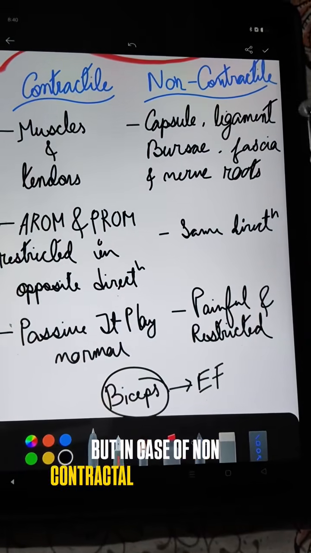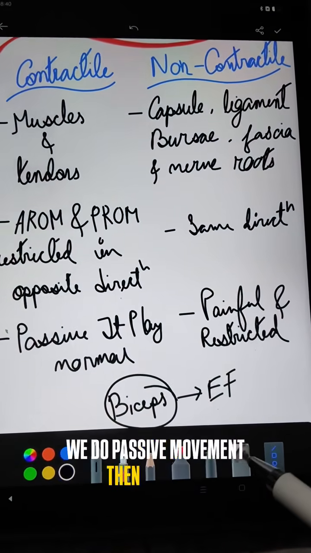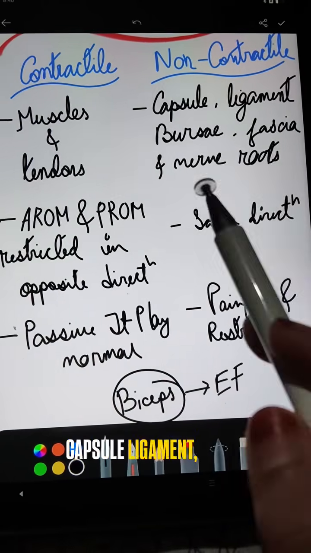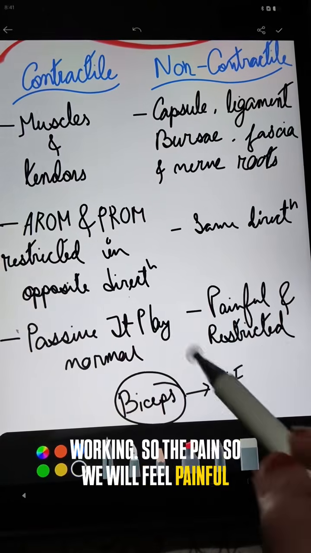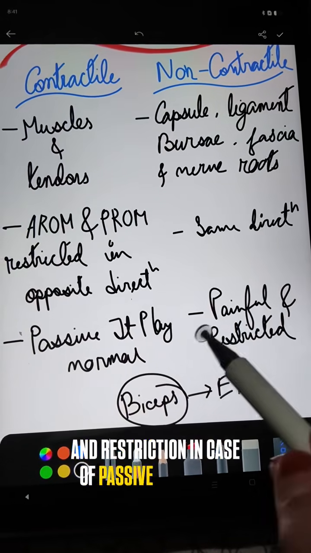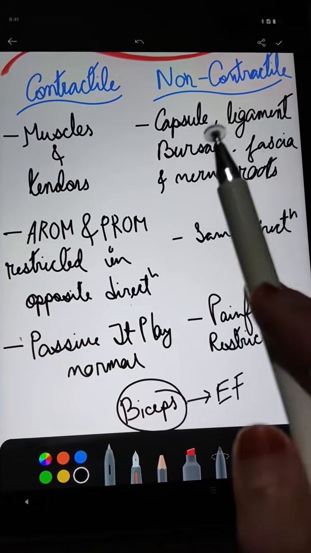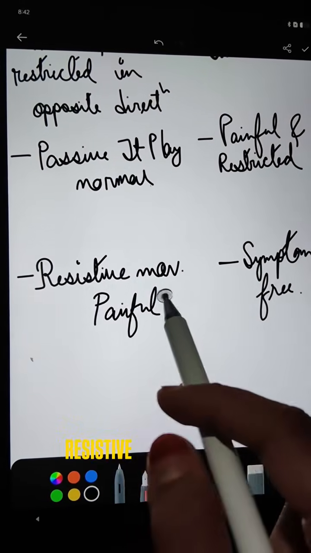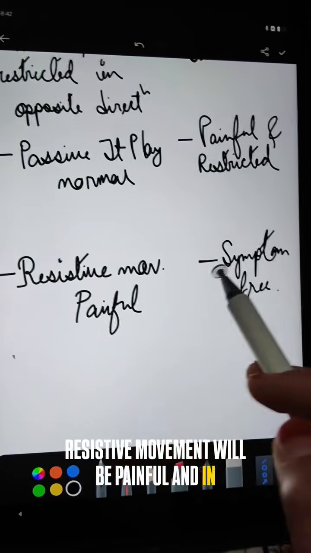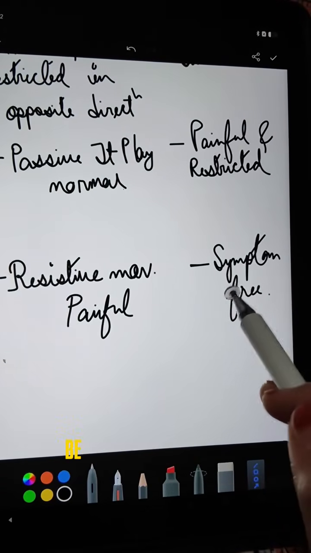But in case of non-contractile tissue lesions, if we do passive movement, the capsule, ligament, bursa and nerve roots are still involved. So we will feel pain and restriction in passive movement in case of non-contractile tissue lesions. In case of contractile tissue lesions, the resistive movement will be painful, and in case of non-contractile tissue lesions, it will be symptom free.